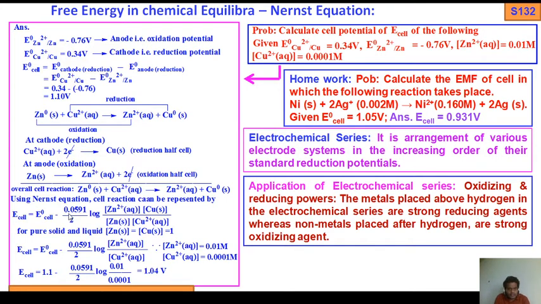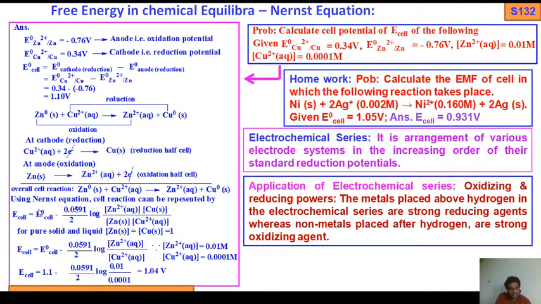Now, what is the Nernst equation? We know the Nernst equation: E cell equals E naught cell minus 0.0591 by n log Q. If I write ln, then it should not be 0.0591. The 0.0591 comes from R into T into 2.303 divided by F, that is 8.314 into 298 into 2.303 divided by 96,500. That value comes to 0.0591.